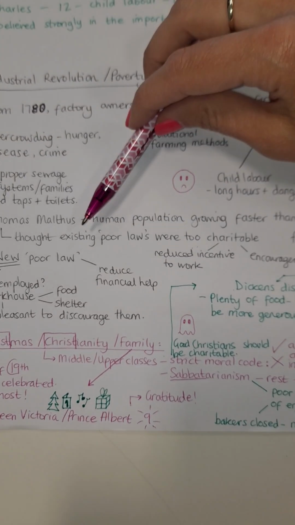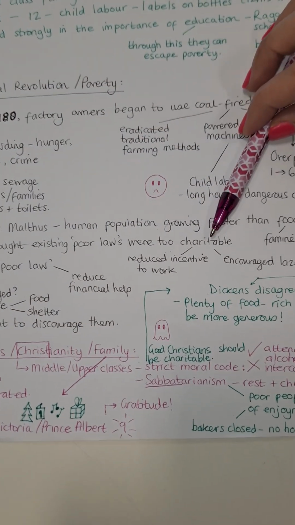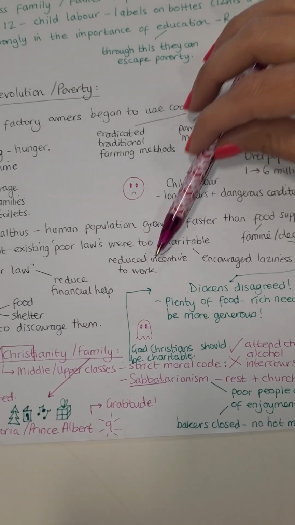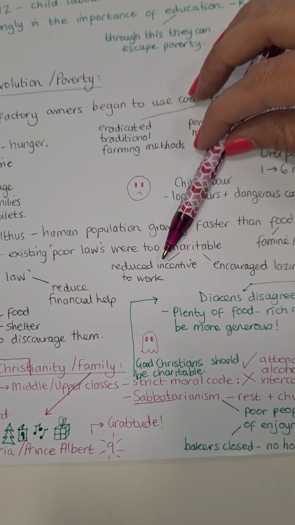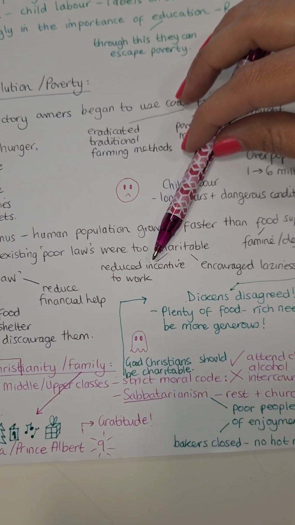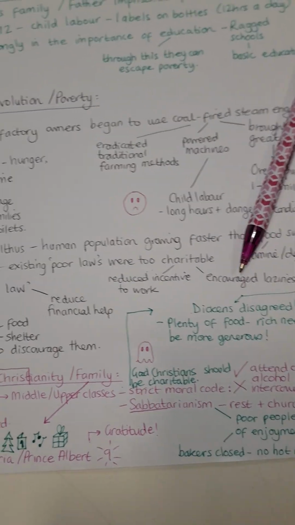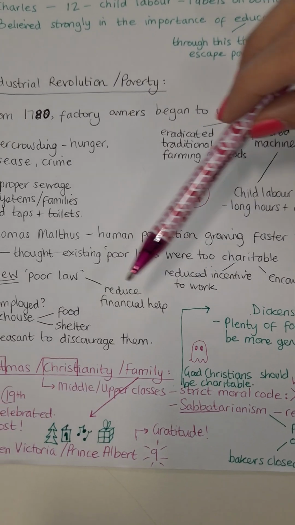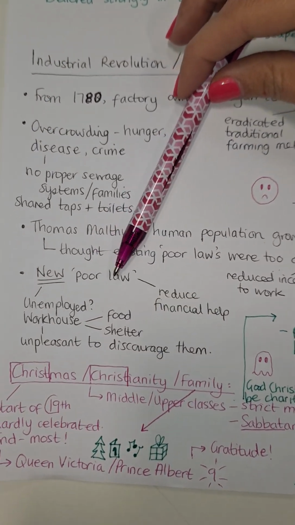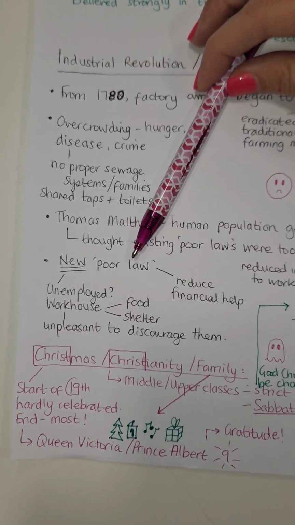He thought that the existing poor laws were too charitable. He said this is going to reduce the incentive for people to go to work if we're continuously giving them financial support. And this is going to encourage laziness. So he was an advocate for the new poor law. He wanted it to happen.